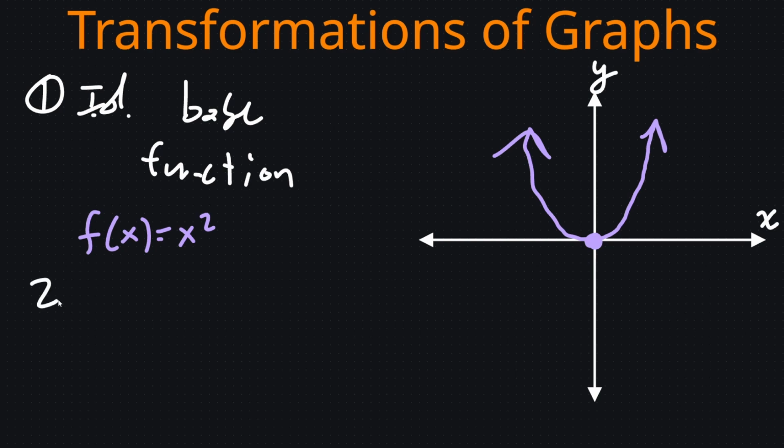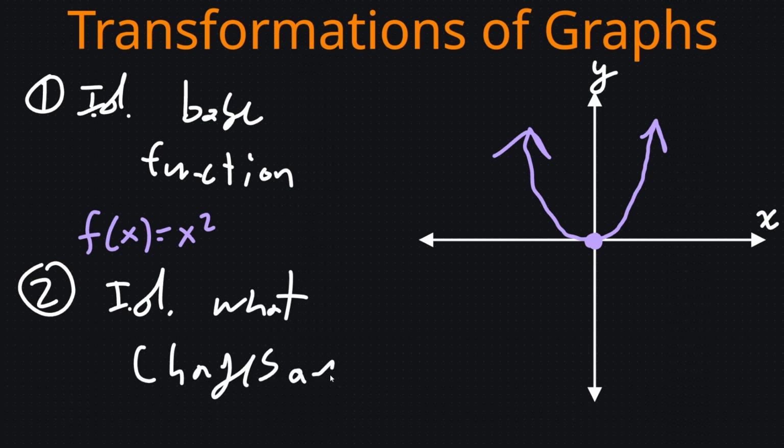Then, once we've identified what the base function looks like, and we have an intuitive understanding of how to graph it, we would follow it up by identifying what changes are made. And this is the hard part. But really, there's only two steps. See what base function you're working with, and see what change between it. Let's talk about how we identify what changes are made.